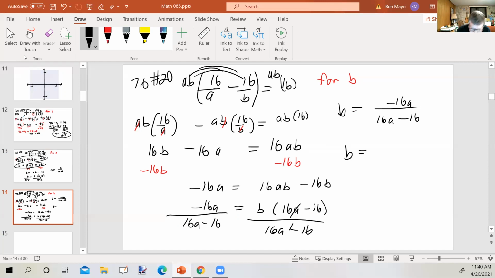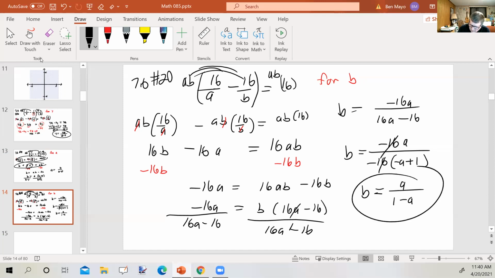in fact, let's do this. Let's factor out a negative 16. So then I get negative A plus 1. So B equals A over, and I'm going to write it like that. Just switch it around. I could have written negative A plus 1, but do you follow what I did there?